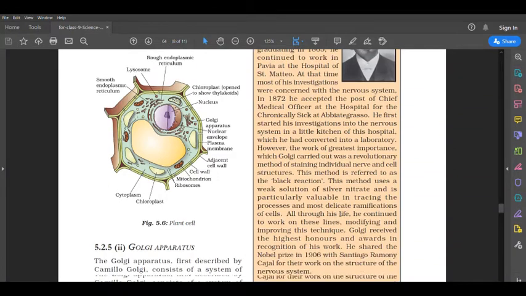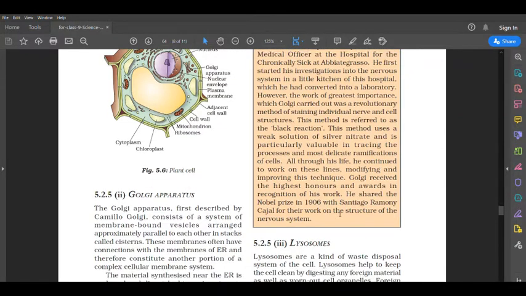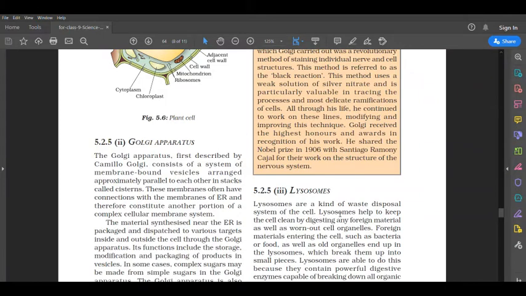Now whatever was synthesized by the endoplasmic reticulum will move to the next organelle, and this next organelle is known as Golgi apparatus. कैसे pronounce करते हैं इसको? Golgi apparatus. Why is it known as Golgi apparatus? क्योंकि it was first of all discovered by a very famous scientist whose name was Camillo Golgi.